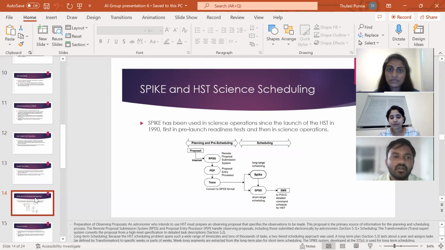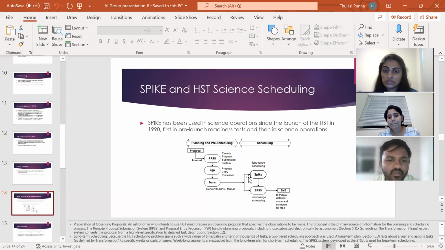Here are the SPIKE and the next one is the SPIKE and HST science scheduling. Here we can see the diagram. There are a few processes like planning and pre-scheduling, scheduling, and proposal and impact. When we discuss preparation and observation proposals, an astronomer who intends to use HST must prepare an observing proposal that specifies the observation to be made.